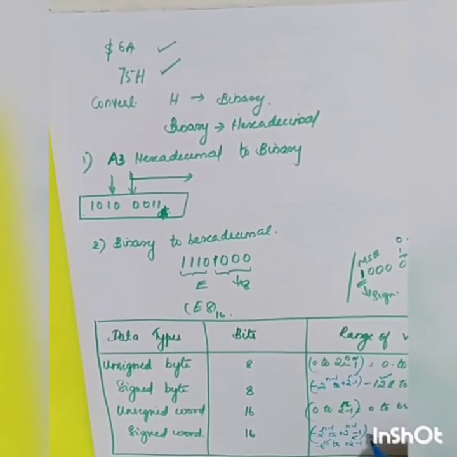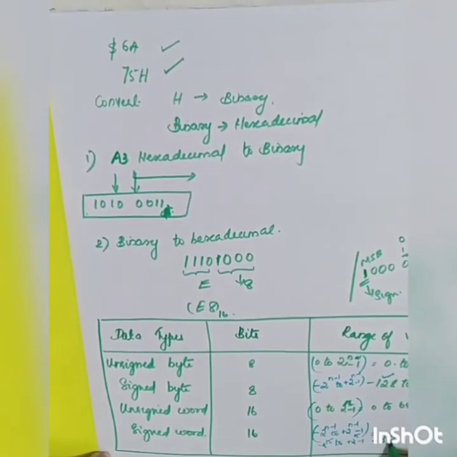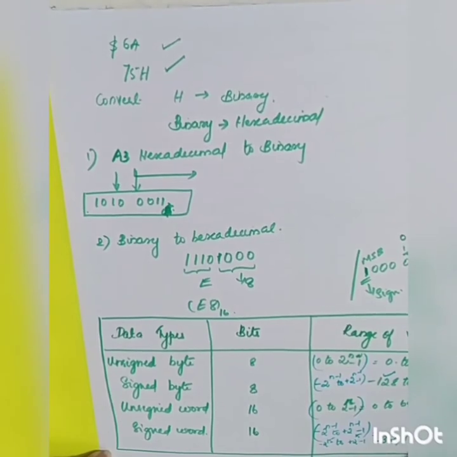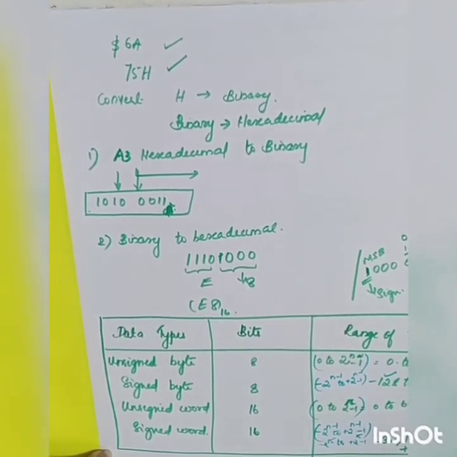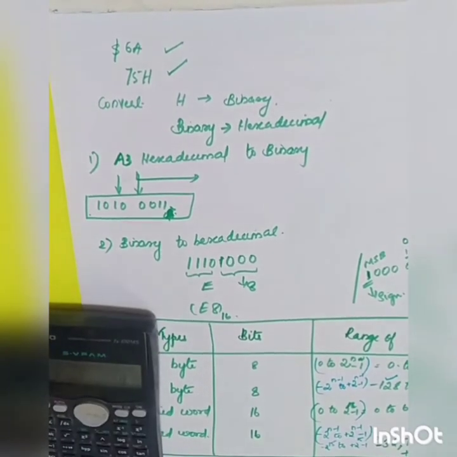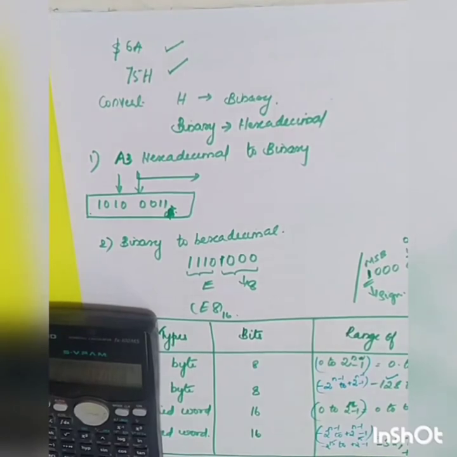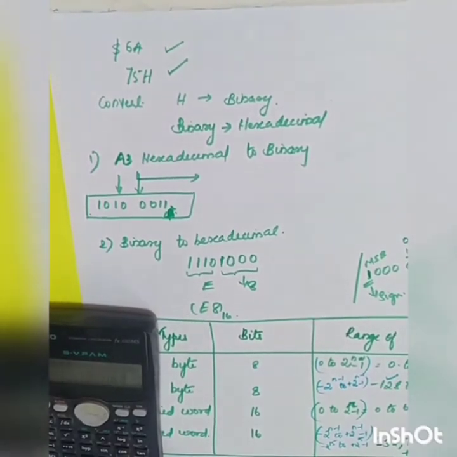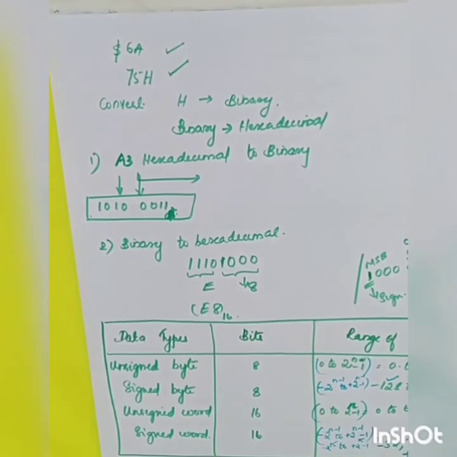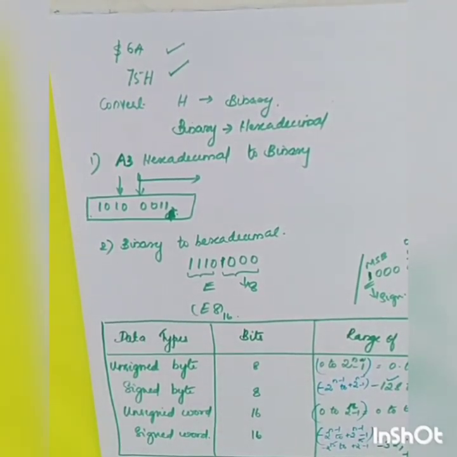So the range is given as minus 32,768 to plus 32,767. So these are the different ranges. Okay, so let me check it once again. 2 power 15 is equal to 32,768, correct? Minus 1 is 32,767. So these are the different data types with their ranges.